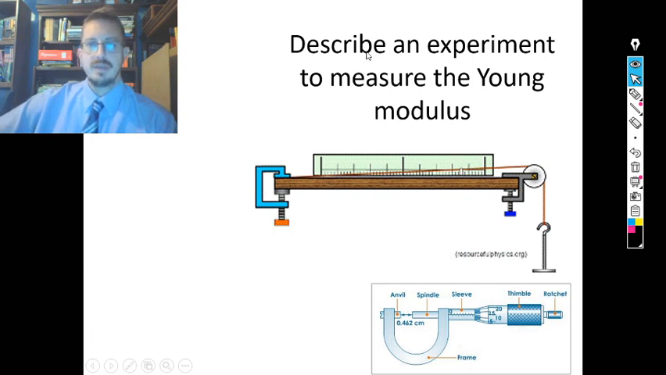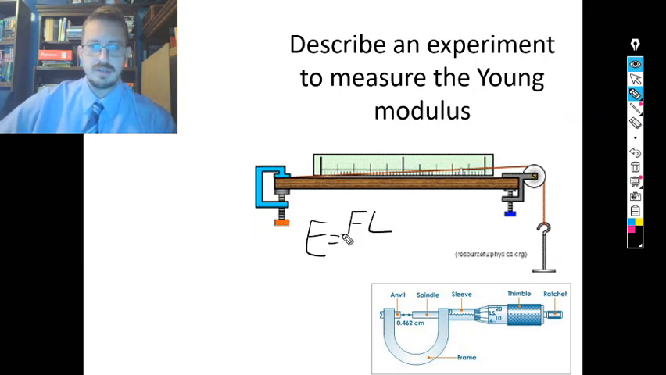The final learning objective was to describe an experiment to measure the Young modulus, and the apparatus that you see on the screen would be the typical setup to determine Young modulus. Young modulus is defined as the stress over strain, which is force times original length divided by cross-sectional area times extension. So if we really wanted to determine the Young modulus E, we'd have to measure all of these things: the force, the original length, the cross-sectional area, and the extension. And this setup allows us to do all of that.